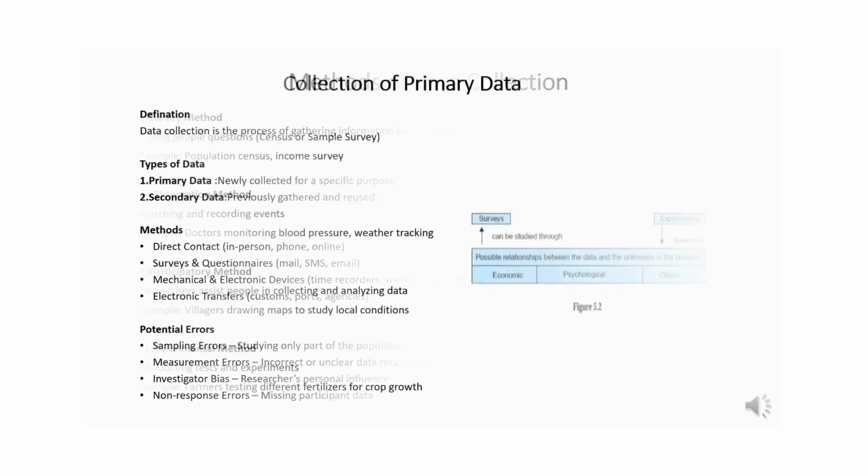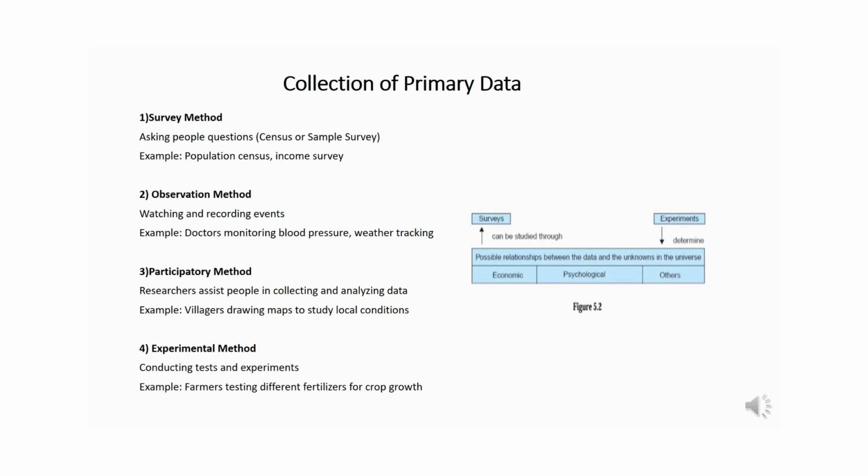Then let's see how primary data are collected. There are basically four methods. First, survey method, asking people questions to collect information. This can be done for everyone or just a group. Example, counting the total population or checking people's income levels.